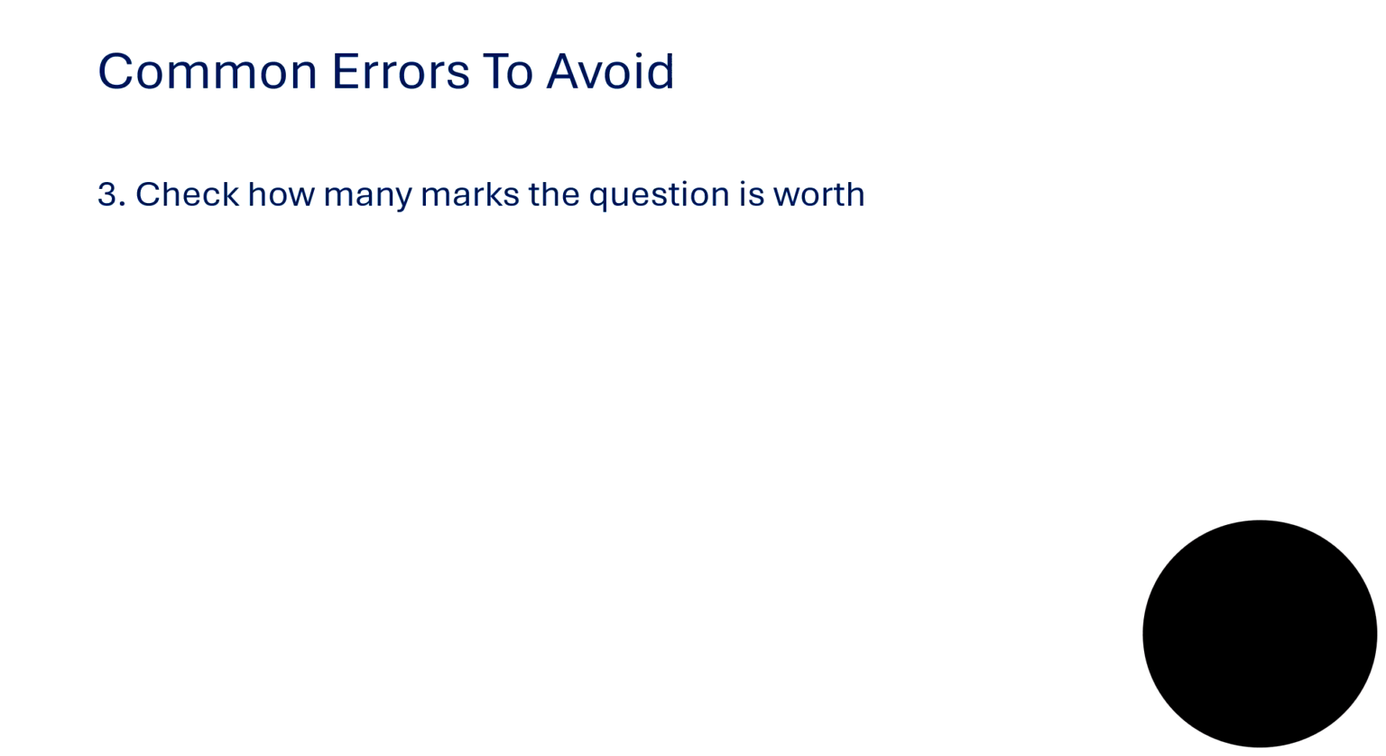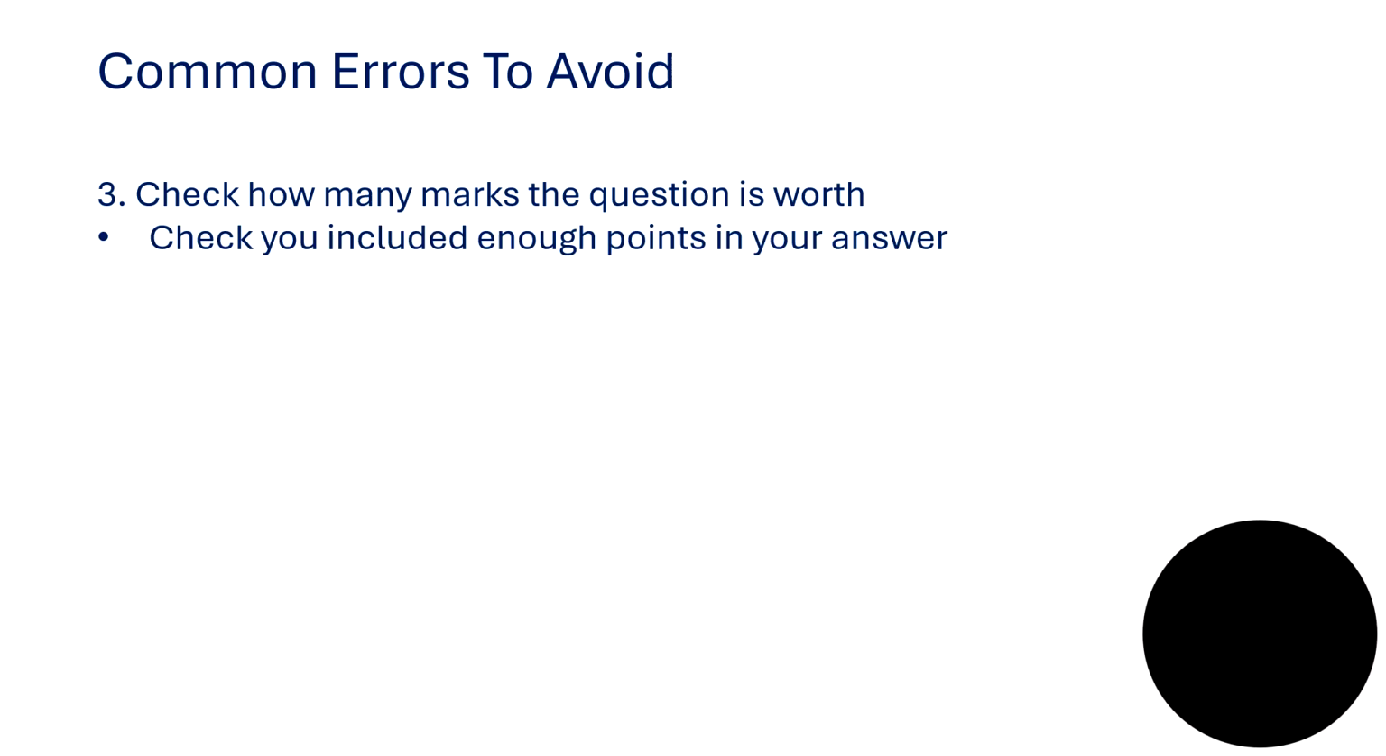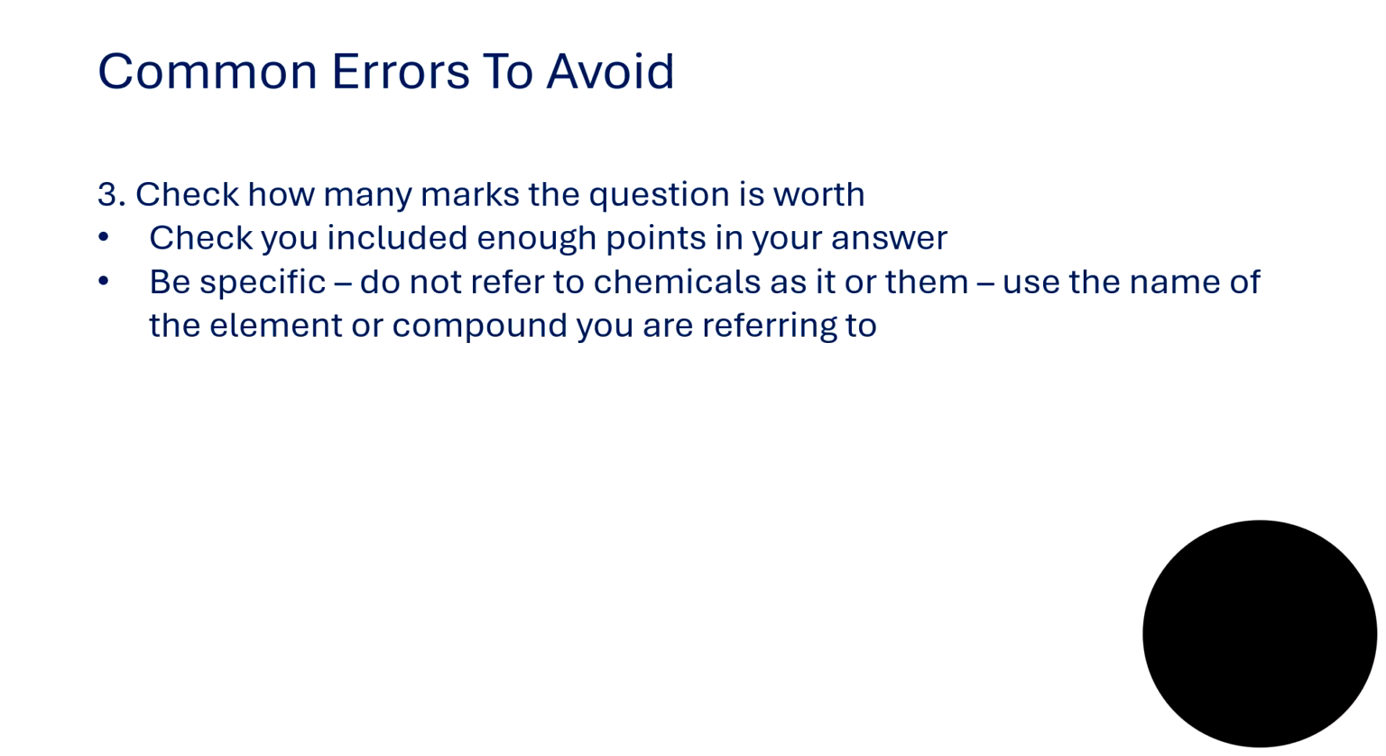And finally, a few errors just to avoid at the end of the exam and going back checking your paper. First of all then, check how many marks the question is worth. Have you included enough points in your answer? Be specific. Do not refer to chemicals as it or them. Use the name of the element or the compound as best you can.